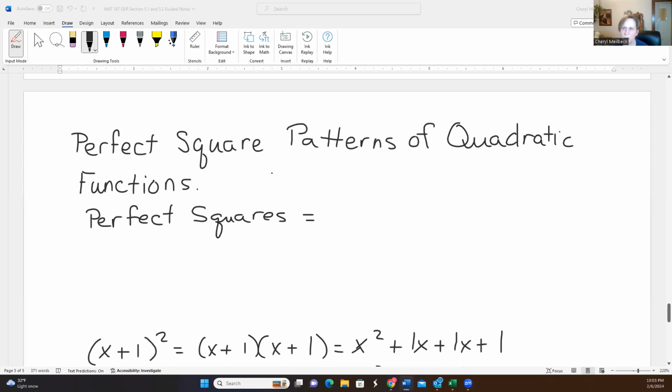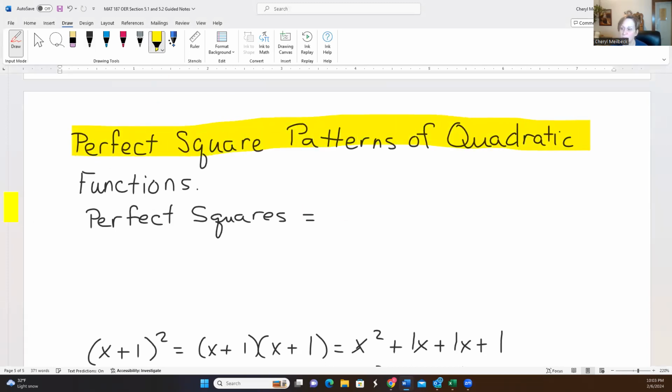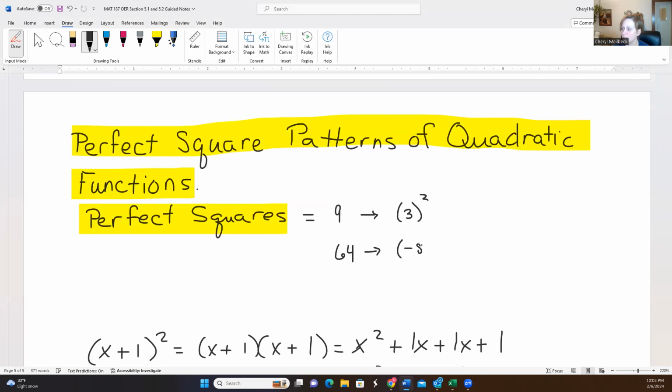In order to convert from standard to general form, we need to know how to find perfect square trinomials. Perfect square products or patterns of quadratic functions. So let's look at what perfect squares are. A perfect square is a number, of course, like 9, because it's the same thing as 3 squared. Or maybe a number like 64, because it's the same thing as maybe even a negative 8 squared. But these numbers are perfect squares.